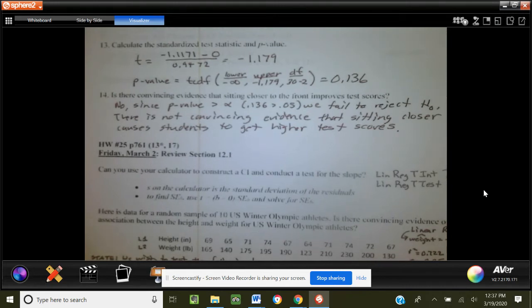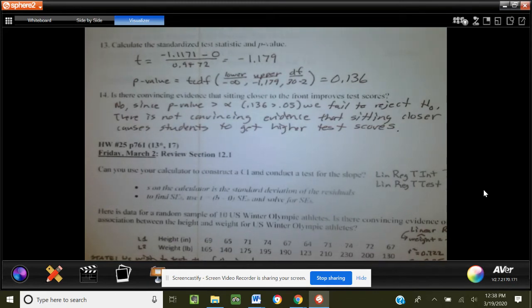And that gives us a p-value of 0.136, not that low. So since the p-value is greater than any typical alpha, we would fail to reject. There's not convincing evidence that sitting closer causes students to get higher test scores. Or you could say there's not convincing evidence that the slope of the true regression line is less than 0. Very typical type of significance test for slope.